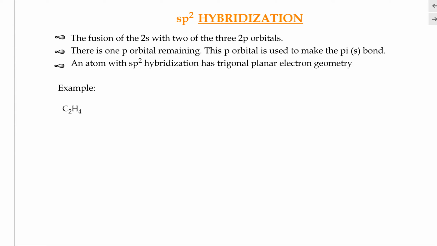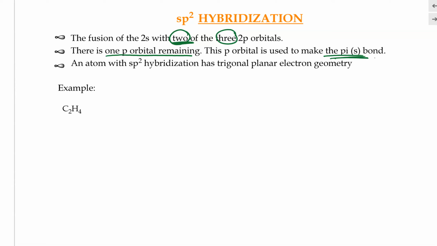As its name implies, this refers to the fusion of one s and two of the 3 p orbitals. For many of the atoms that we look at on the second row, they have 3 p orbitals, but only 2 out of those 3 p orbitals are involved in the hybridization with the s orbital. That basically means there's one p orbital remaining. This remaining p orbital is normally used to form another type of bond that we call the pi bond, which is what's seen in the double bond.